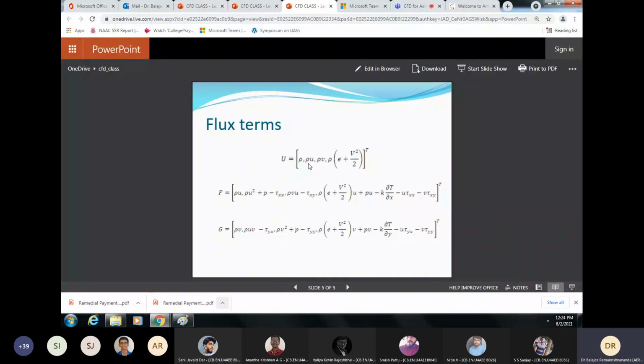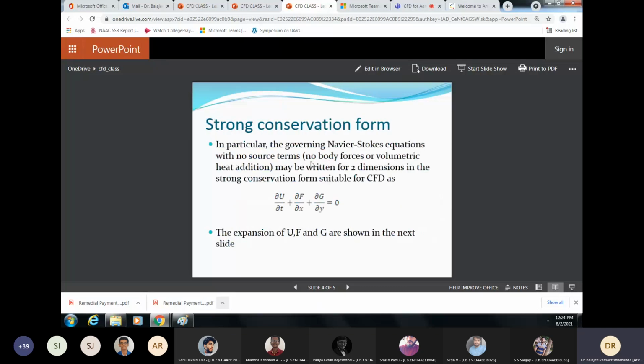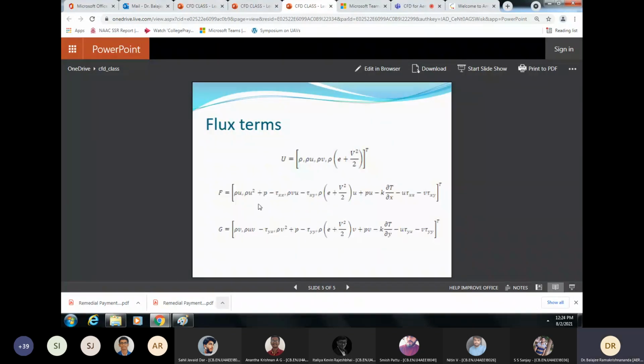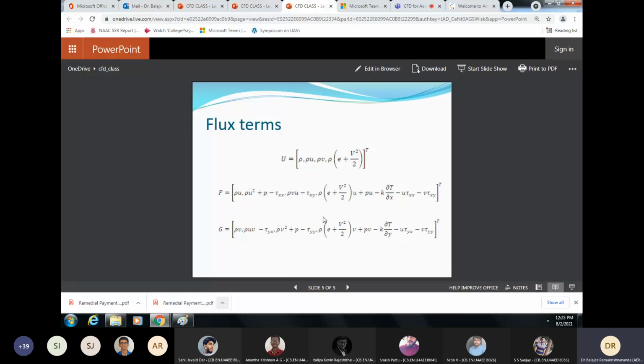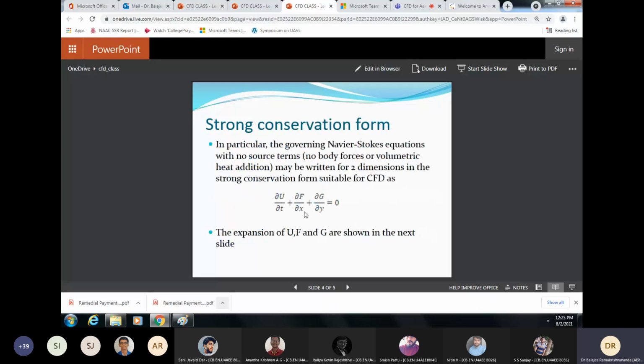Then the second equation is dou of rho u by dou t. This is nothing but the x momentum equation. Dou of rho u by dou t is equal to dou F by dou x. So the second term is dou of rho u squared plus p minus tau xx by dou x. See that? Okay. Then the third term is dou of rho uv minus tau yx by dou y is equal to 0.